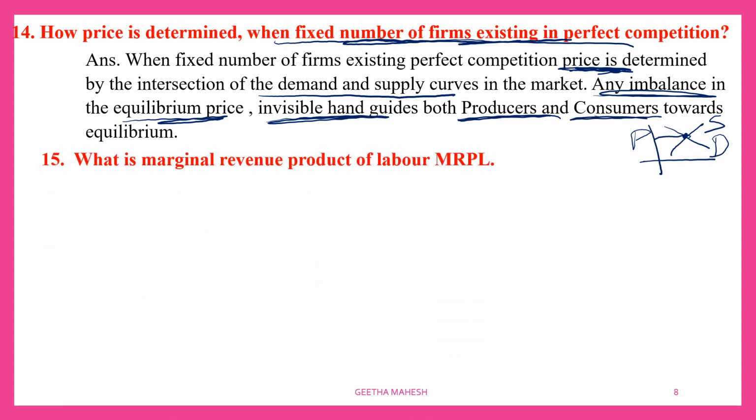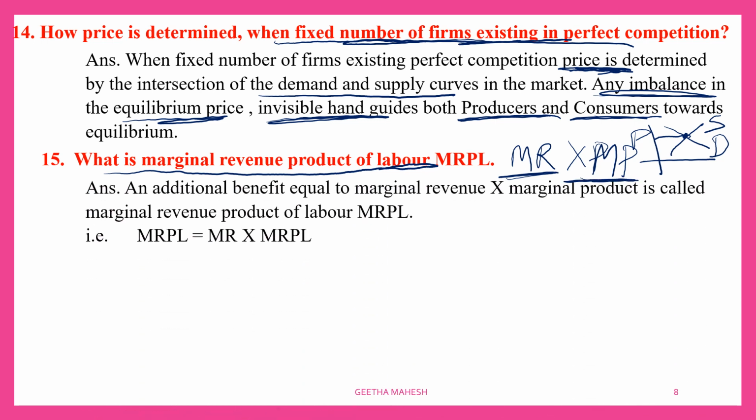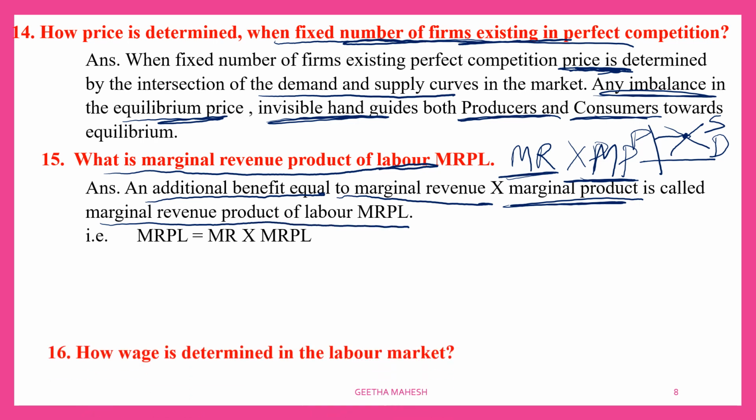What is marginal revenue product of labor? So, it is a product of marginal revenue and marginal productivity. Marginal revenue and marginal productivity. So, you can see additional benefit is equal to marginal revenue into marginal product. We call it marginal revenue product of labor.